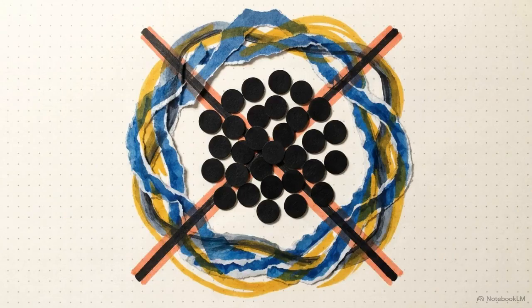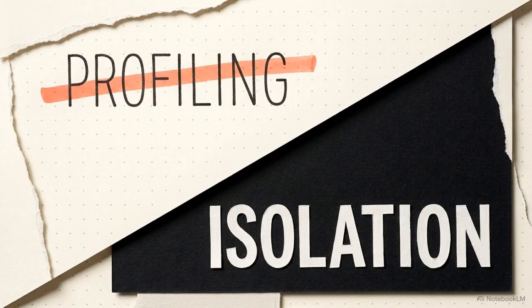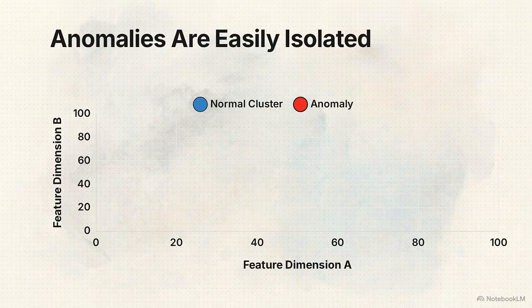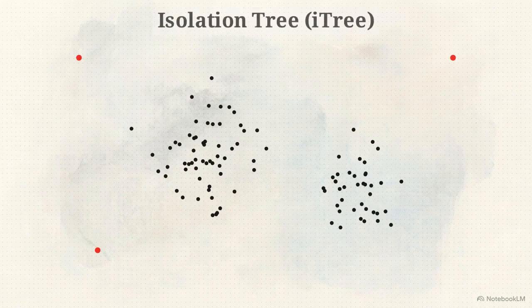To handle data at this scale, we have to stop trying to map the normal entirely. We have to do the exact opposite. In 2008, researchers proposed a shift in strategy based on a simple observation. Anomalies are few, and they are different. Because they are rare and sit far away from the average, they are highly susceptible to being isolated. This concept drives the isolation tree.